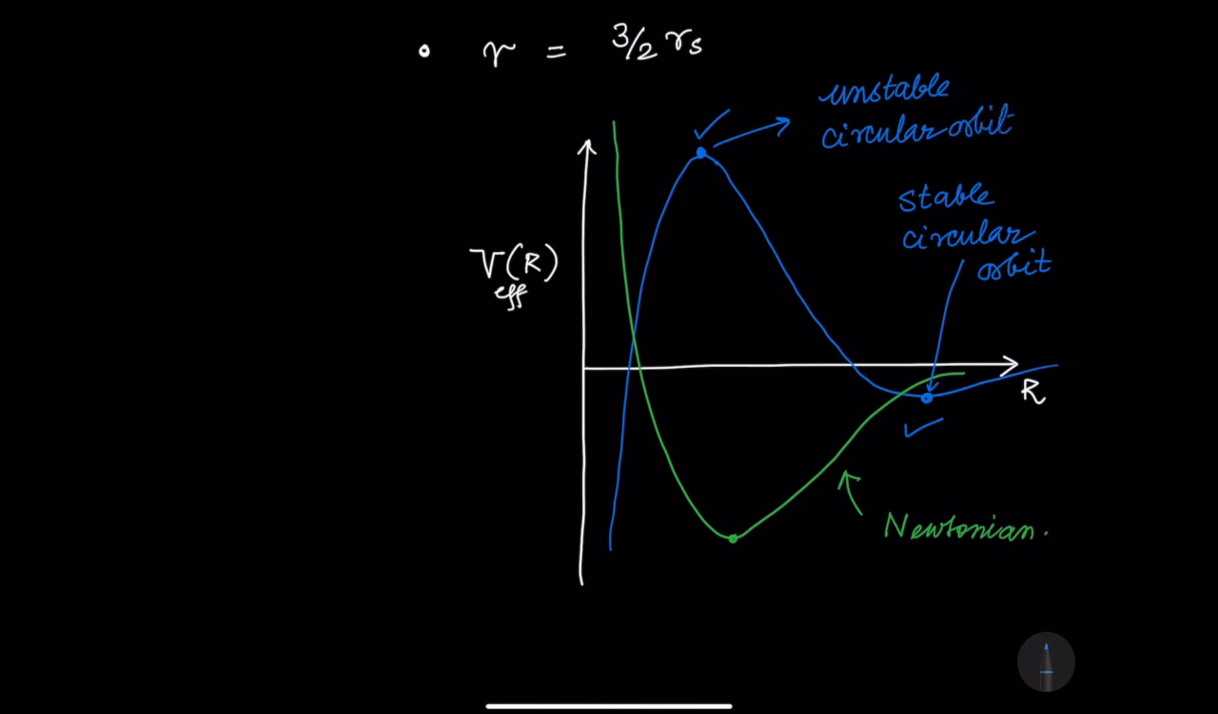In the Newtonian case, you see that there is a centrifugal barrier which cannot be crossed by the particle. But in case of the Schwarzschild gravity, if a particle has energy which is above the height of this barrier, then the particle can go inside, and there is nothing which will stop the particle from falling to r equals 0.